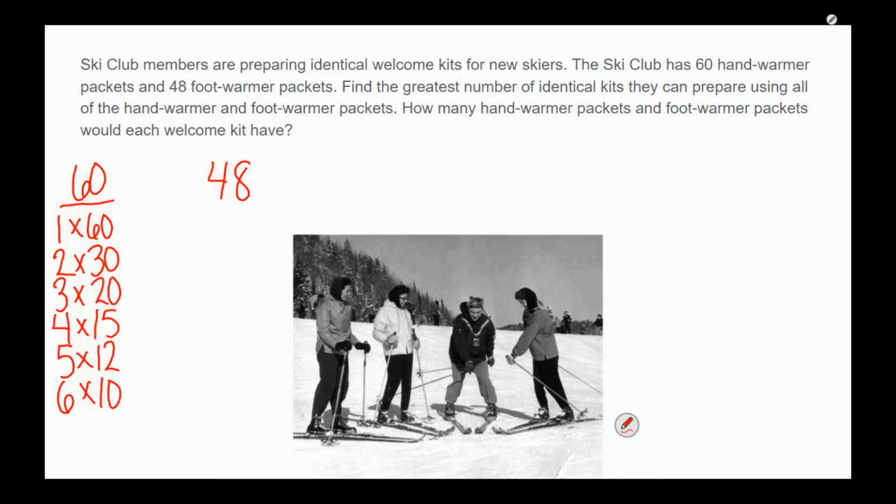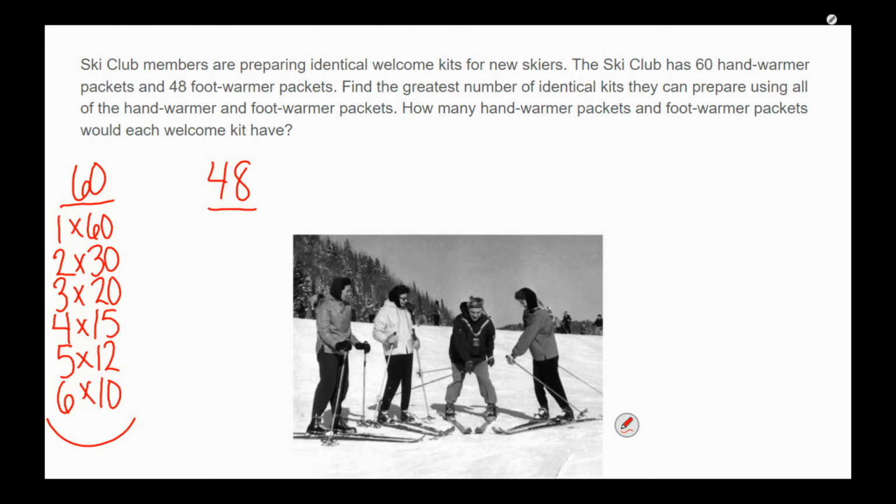The only other numbers to check would be 7. No, 7's not evenly divisible into 60. Neither is 8. Neither is 9. So we're all done. We're going to smile. We've got that one wrapped up. Let's go ahead and work on 48.